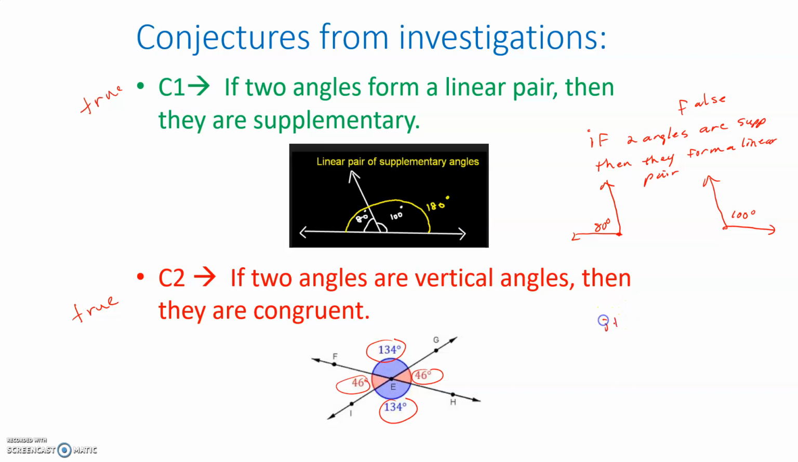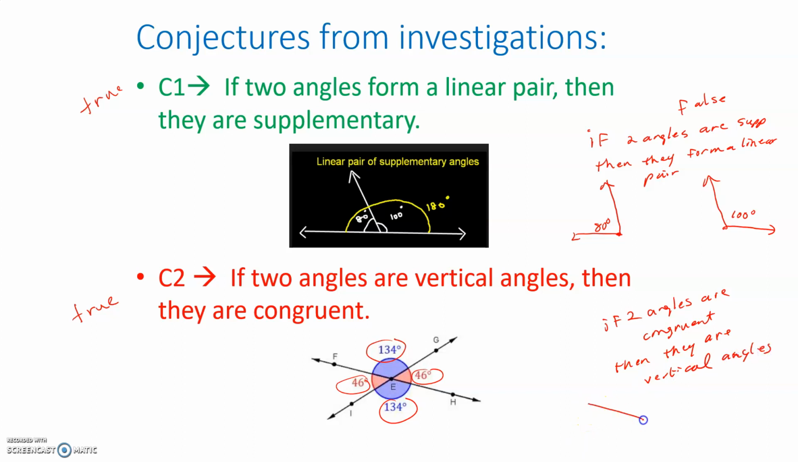Now, I also asked you to do the converse. The converse would say, if 2 angles are congruent, then they are vertical angles.